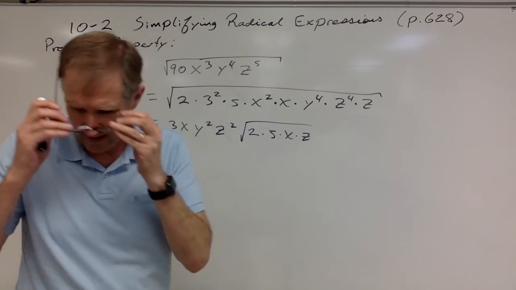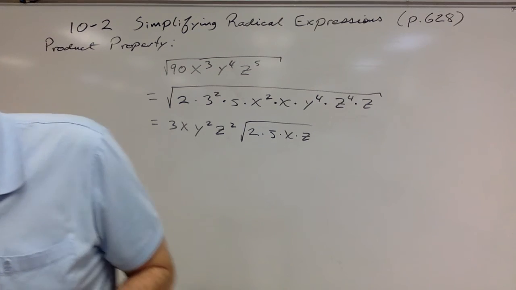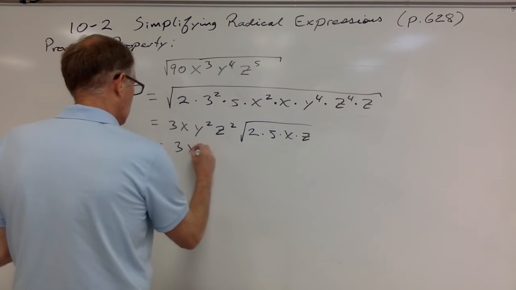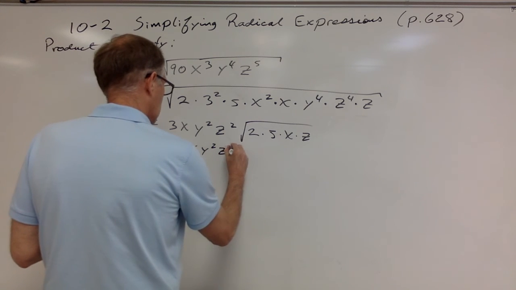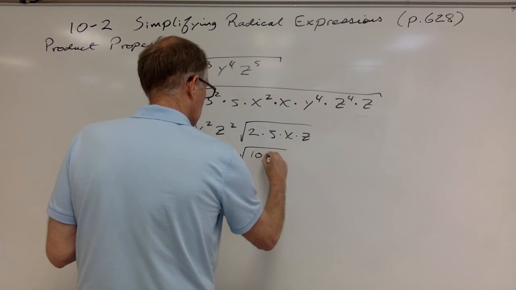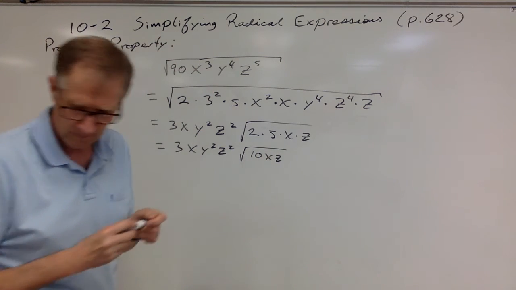All right. That is almost simplified. There's one more thing I can do, right? So 3x y squared z squared, and because 2 times 5 is 10, the square root of 10 x z.